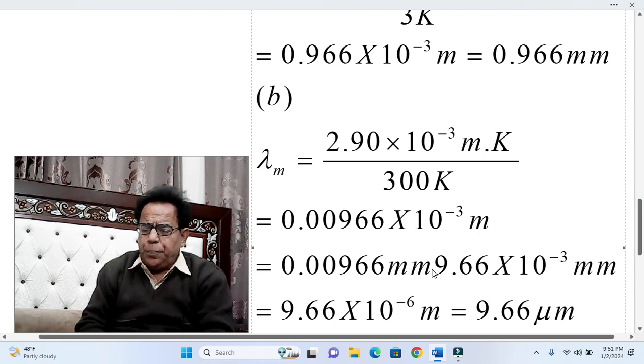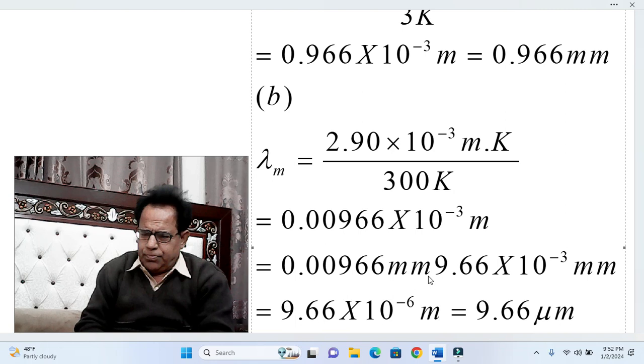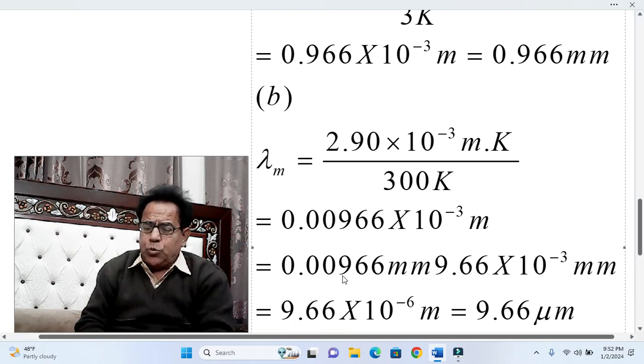Okay, so dear students, 0.00966 millimeter. Yes, actually dear students, here in place of 0.000966, we have shifted the decimal 3 places ahead. That is to say, in place of 0.00966 millimeter, we have written it as 9.66.